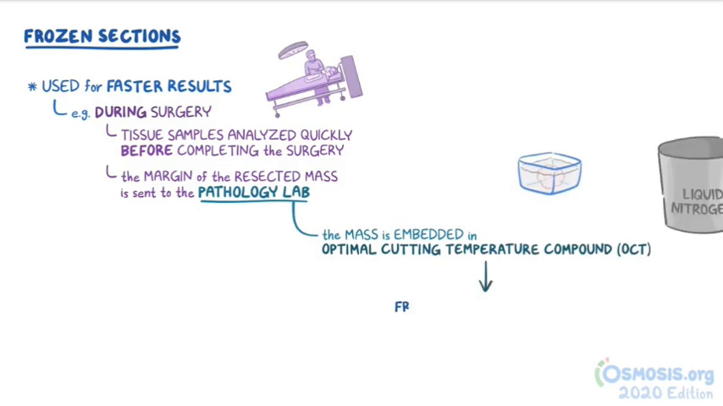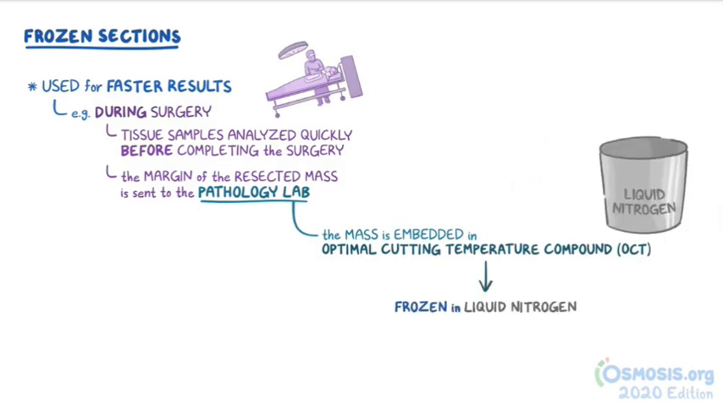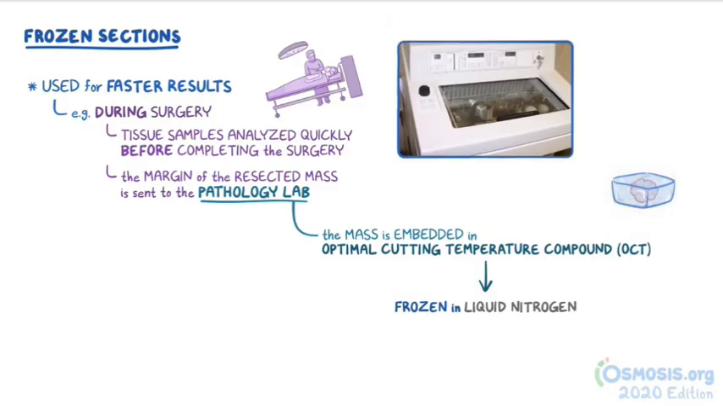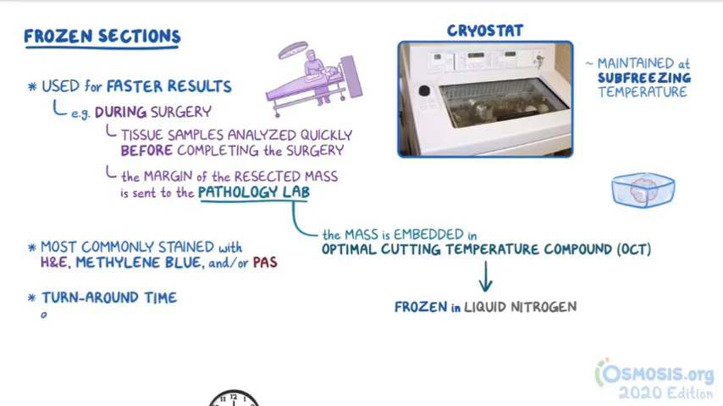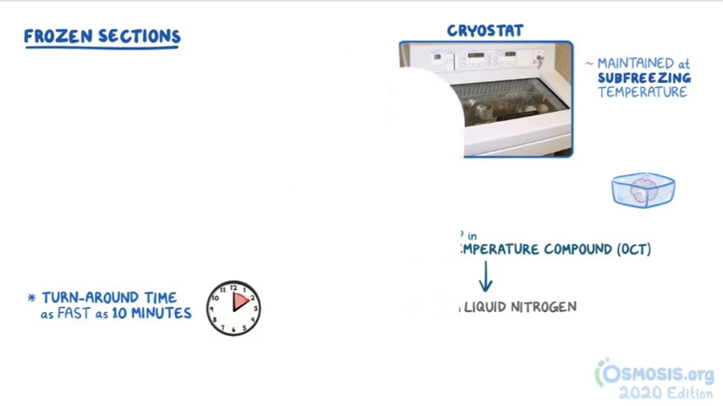It's then rapidly frozen in liquid nitrogen. This will quickly preserve and harden the tissue so that it can be sectioned in a machine called a cryostat, which is a type of microtome where the tissue can be maintained at a sub-freezing temperature. The slides are most commonly stained with H&E, methylene blue, and/or PAS stains. This method is used primarily due to its fast turnaround time, which can be as fast as 10 minutes if performed by an experienced pathologist.